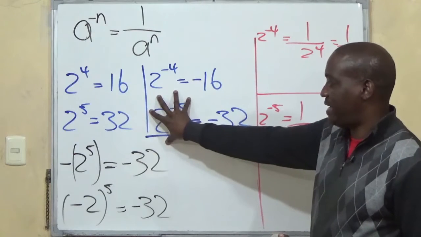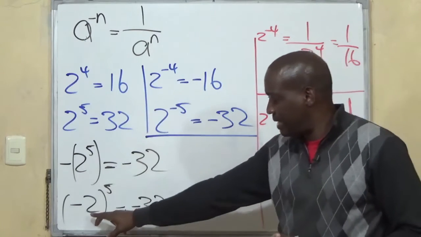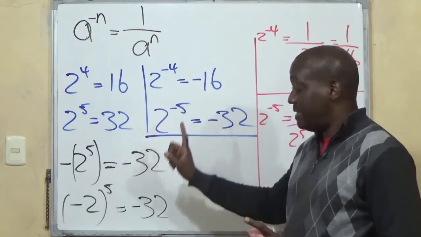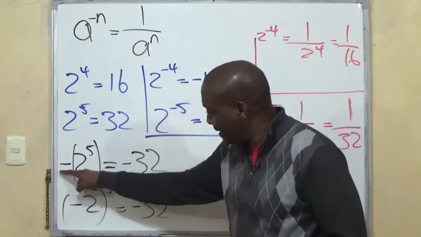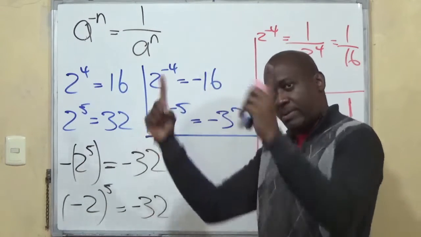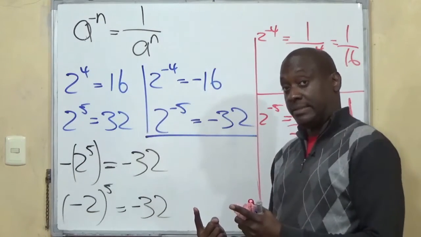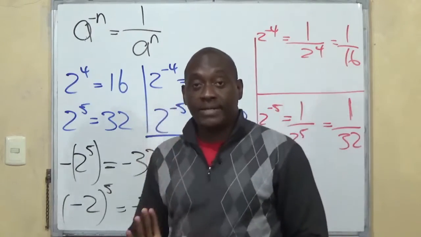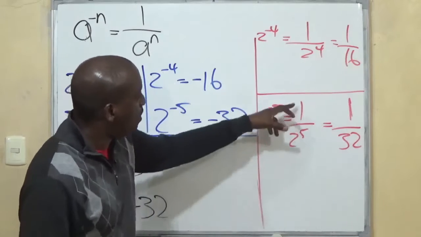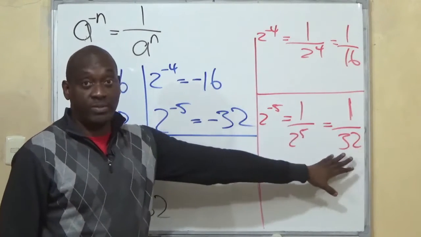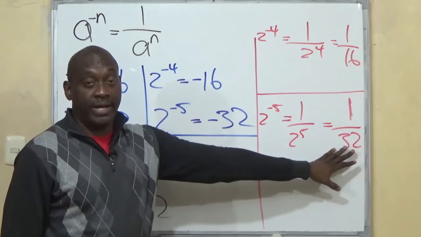2 to the minus 5 is not the same as minus 2 to the power of 5, is not the same as minus 2 to the power of 5 in brackets. Totally different things. 2 to the power of minus 5 is 1 over 2 to the power of 5, which is 1 over 32. Alright?